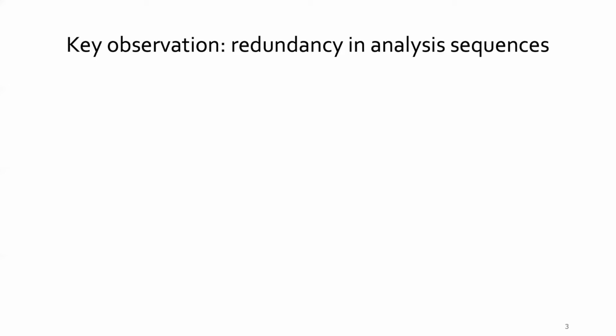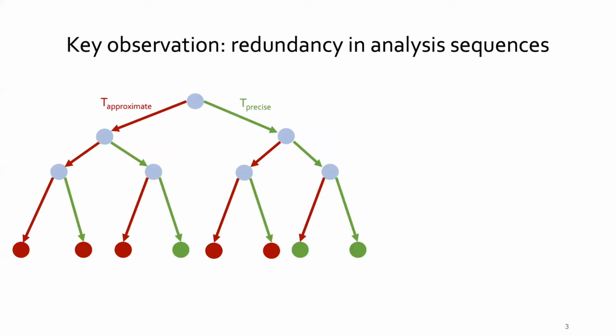We now explain our observation on redundancy in numerical program analysis. Suppose we are about to analyze a program. Starting from the initial abstract element, we can apply the precise transformer or one approximate transformer. After applying a sequence of transformers, we obtain the numerical invariants. Different sequences may result in different precision of the invariants. In the bottom, green circles represent precise invariants, and red circles represent imprecise invariants.